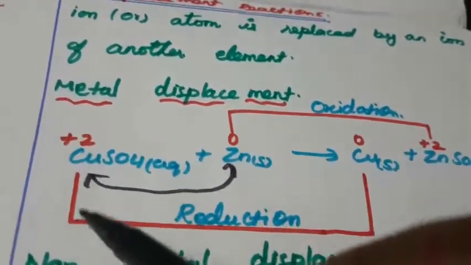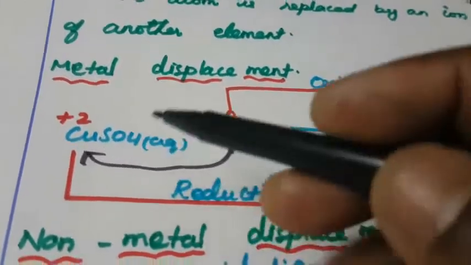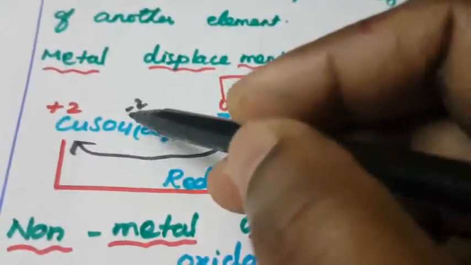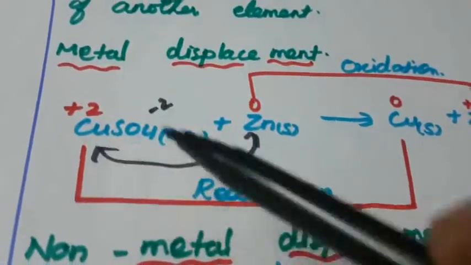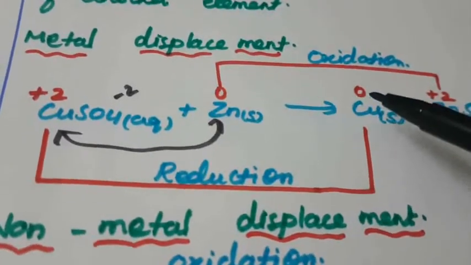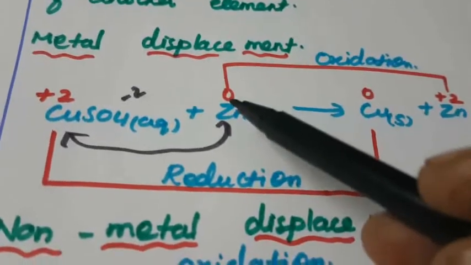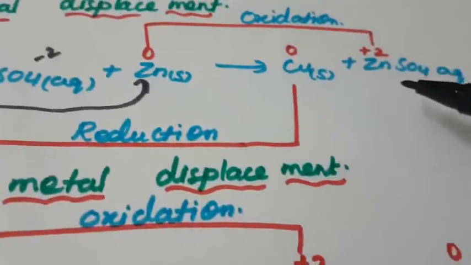Okay, so here the charge of this I already told. What is the charge of SO4? That is SO4 is minus 2. So SO4 minus 2 means X is equal to plus 2, right? The plus 2 is reduced into copper. For the whole atom, the single element, the oxidation number will be 0. But here zinc is also 0. 0 will be increased in zinc sulfate.